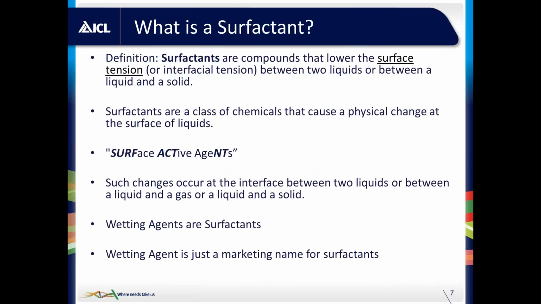So before we get too far into the product, I want to do a small background on what a surfactant is. The definition of a surfactant is a compound that lowers the surface tension or interfacial tension between two liquids, or between a liquid and a solid. Surfactants are a class of chemicals that cause a physical change at the surface of a liquid. Surfactant actually stands for surface active agents, and it's just shortened down to surfactant.